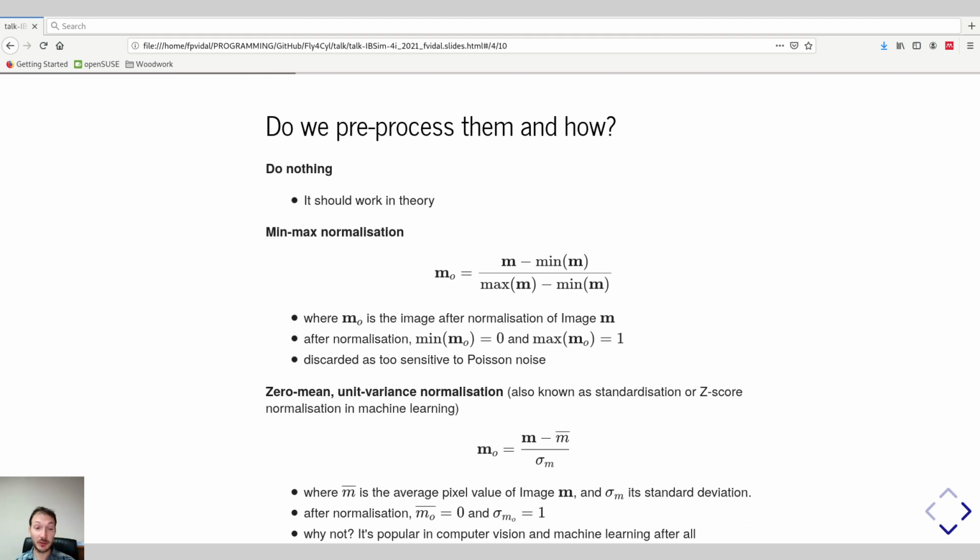For pre-processing, we could do nothing. We could do a min-max normalization, so the values will then be between 0 and 1. We discarded it because that might be sensitive to noise. However, we consider the zero mean unit variance normalization because this is very popular in machine learning and computer vision. So the average pixel value will be 0 and the standard deviation will be 1 after that normalization.